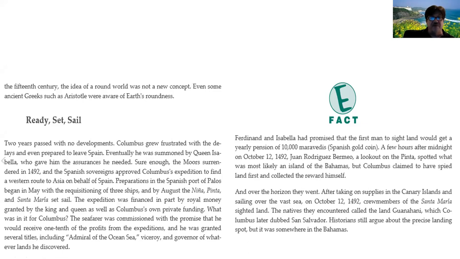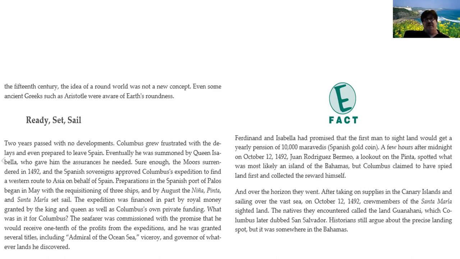Again, what I read last on the bottom was he was granted several titles, including Admiral of the Sea and Viceroy and Governor of whatever lands he discovered. So as I continue on to the right, Ferdinand and Isabella had promised that the first man to sight land would get a yearly pension of 10,000 maravedis, which are Spanish gold coins. Hopefully you remember, who's Ferdinand and Isabella? Were they his brother and sister? Hopefully you remember who they were.